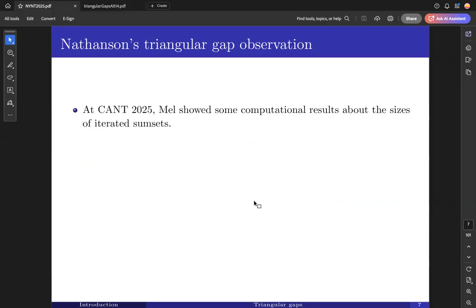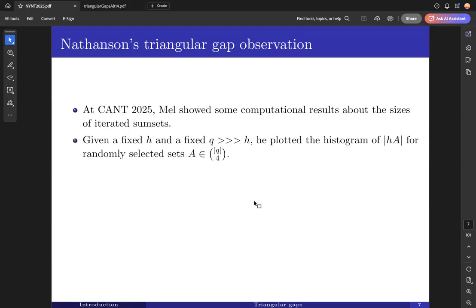So what's the goal? Why am I here? Like I said, at CANT 2025, Mel gave a wonderful talk, and there were many things in it, but the thing that caught my eye the most was he showed some computational results about sizes of iterated sum sets. And in particular, what I remember from this talk is he said if he's got a fixed h and a fixed q much, much larger than h, he plotted the histogram of the size of hA for some randomly selected sets. I can't remember what you did. I think you did like 4-element subsets taken from the numbers 1 to 10,000 or something.